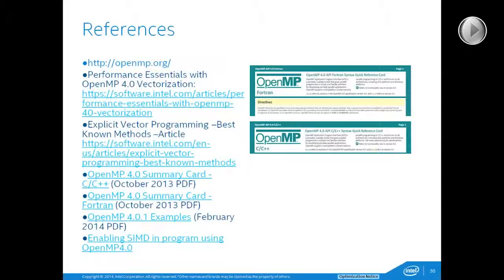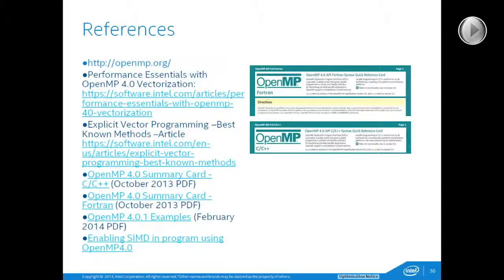But for example, with OpenMP 4.0, you can do both the threaded and the SIMD parallelism on the same loop. Cilk Plus has more of a limitation there, but with Cilk Plus you can do array notation. So there are pros and cons and trade-offs, but with OpenMP, you can do both.